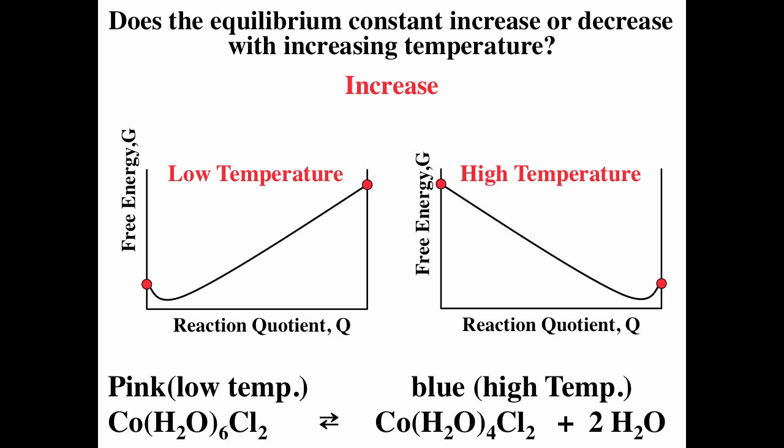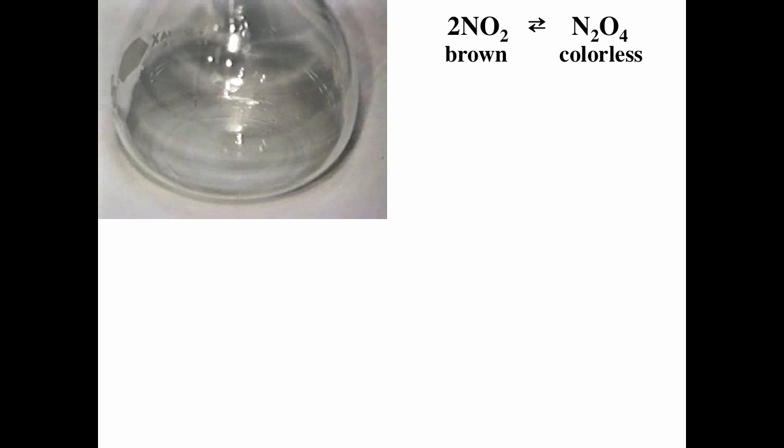We can look at a different reaction. And so here we have 2NO2 going to N2O4. The NO2 is brown and the N2O4 is colorless.